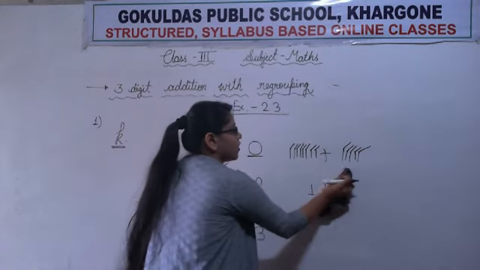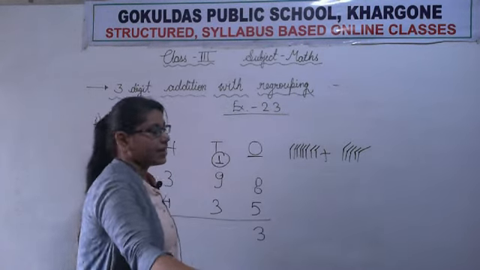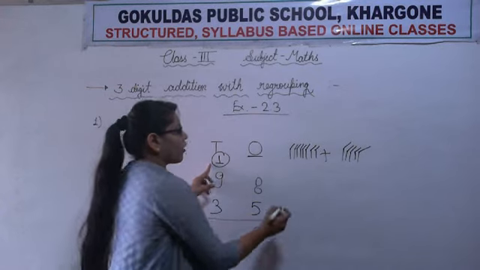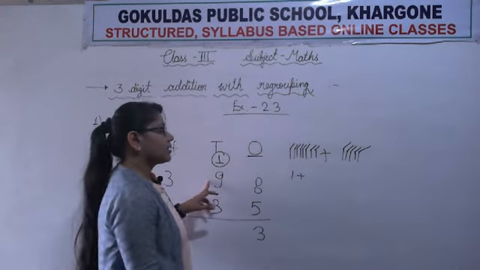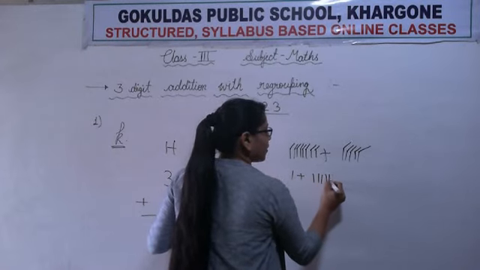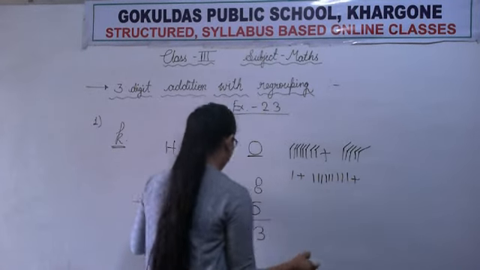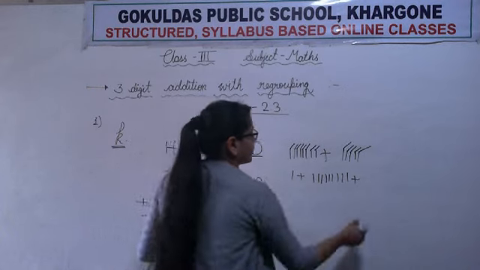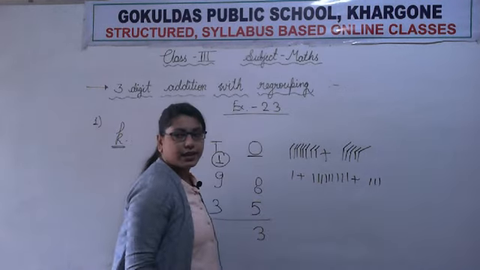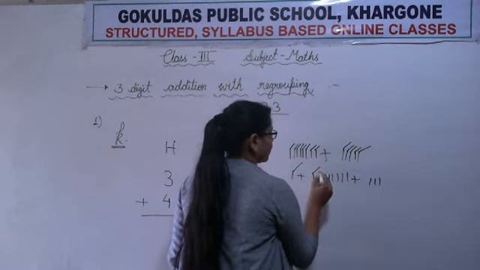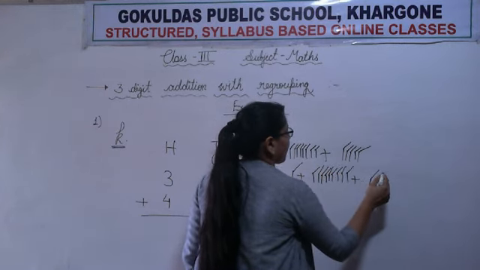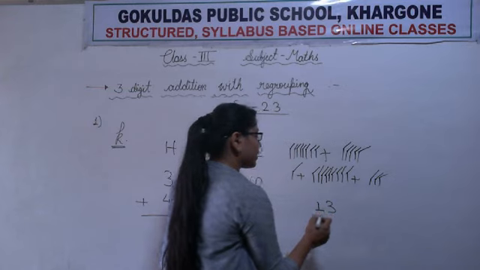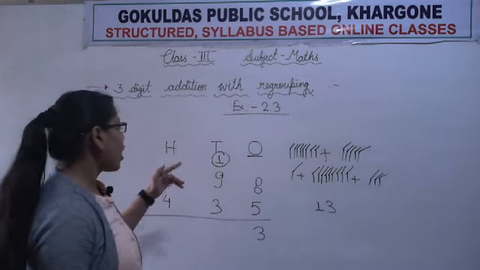Now it's the turn of the tens column. Let's add them. First of all 1 is there, so we will draw 1 stick for it. Now the next one is 9, so we will draw 9 sticks for it, and the last in the tens column is 3, so we will draw 3 sticks. So let's add: 1, 2, 3, 4, 5, 6, 7, 8, 9, 10, 11, 12 and 13. Again we got a 2-digit answer.